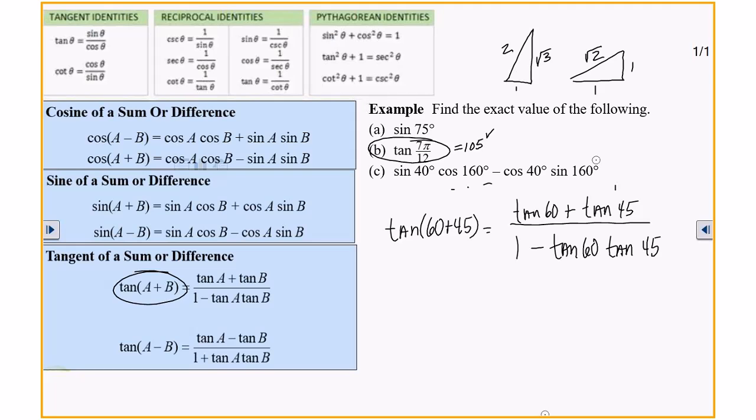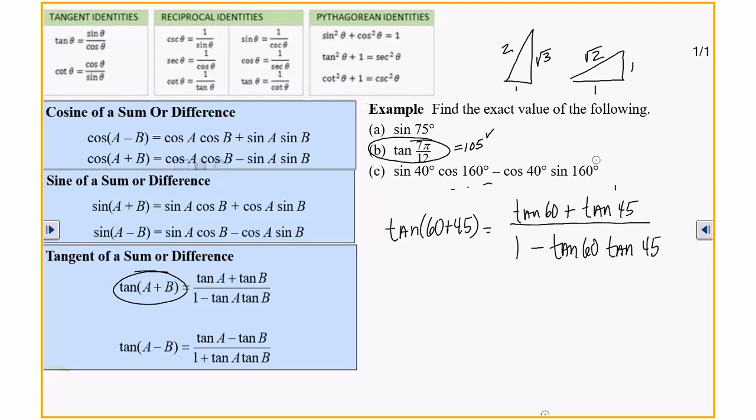Now the tan of 60. I just realized something. I used the tangent in that last problem, and y'all didn't even catch it. We got to redo the last problem. Sine 75, that answer's wrong. I did the tangent. Okay, but anyway, I'll go back and redo it.